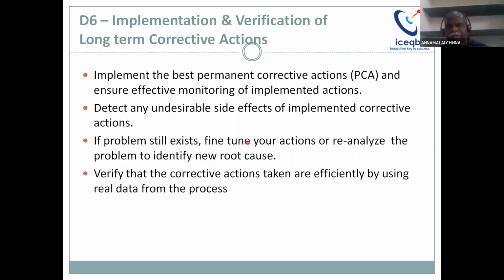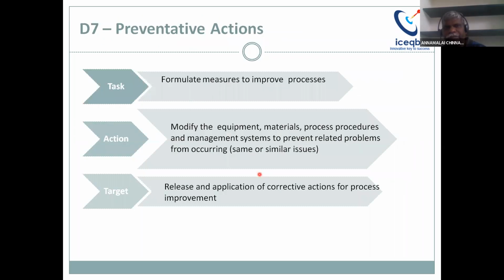Suppose you find that the changes you have made are not effective, then you have to reanalyze and see what else you can do. So finally, you have to verify that the corrective actions taken are efficient by using real data from the process. Then once you have implemented the corrective action, monitored it, and ensured that the permanent corrective action is very effective, then you can go for the preventive action.